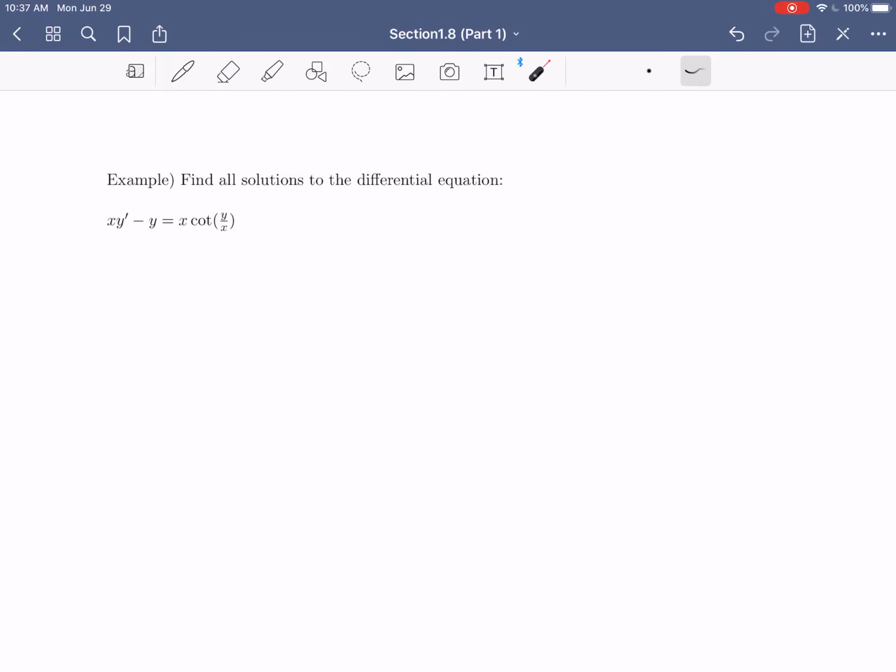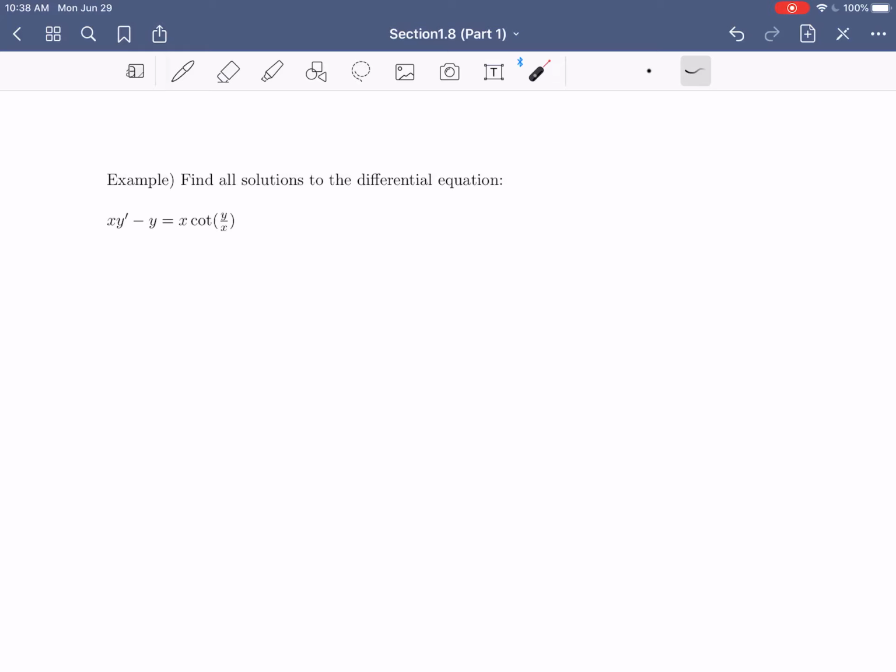For our first example, we're going to find all the solutions to this differential equation: xy' - y = x cot(y/x). First of all, we're in section 1.8 right now, and we just talked about homogeneous degree 0, so that's the technique we're going to assume here. But what would be the tip-off if we just saw this problem randomly out in the wild? It's this right here. The fact that we have cotangent of y over x, that composition, y over x plugged into a function, is a big tip-off that this might be homogeneous of degree 0.